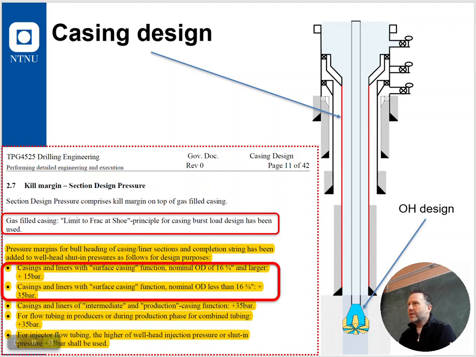The open hole design is a very brief thing. It's just during the operation, whereas the casing design is for the life cycle. We very often call the open hole design just kick tolerance. It needs to be within the limits that we discussed in the previous class, in the extract from the governing documentation of NTNU.